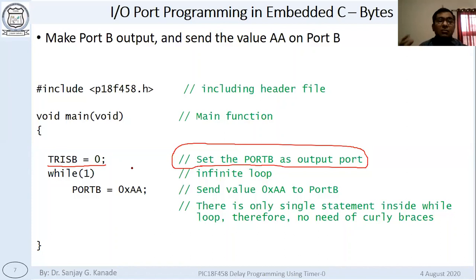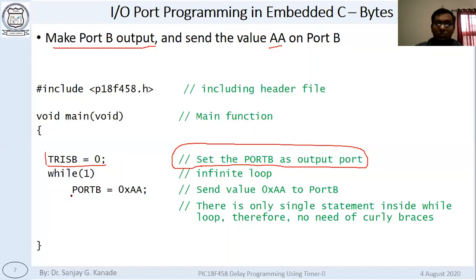Very simple, right? Then what will the instruction TRIS B equal to zero do? It will set port B as output port. And what is the problem statement here? Make port B as output port. So for that we have written this instruction, and send value AA to port B.